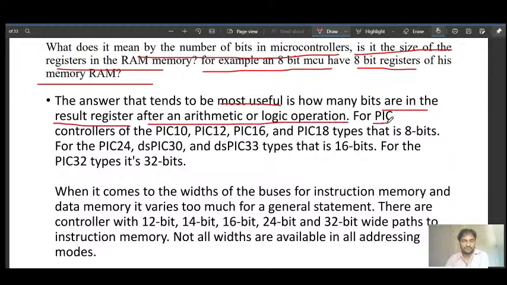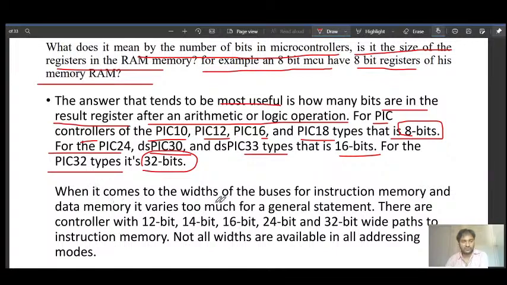For PIC controllers of the PIC 10, 12, 16 types, that is 8 bits. For the PIC 24 type, this is 16 bit. For the PIC 32 type, it is 32 bits.